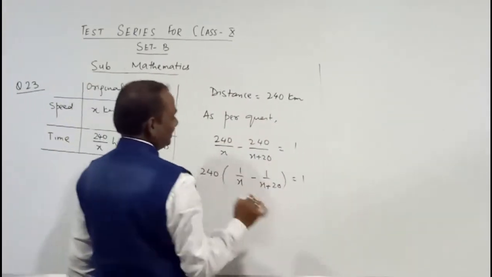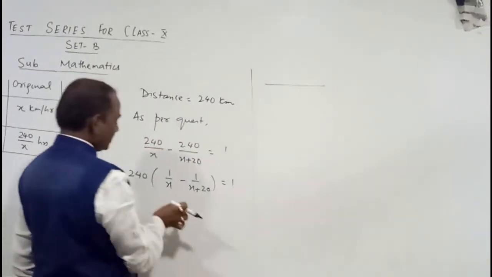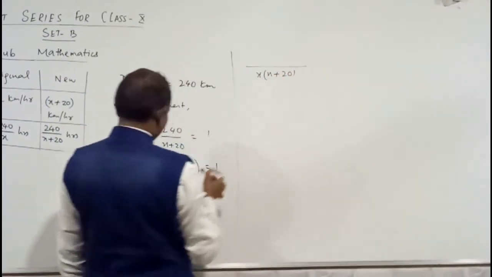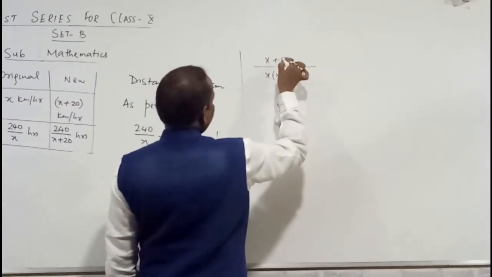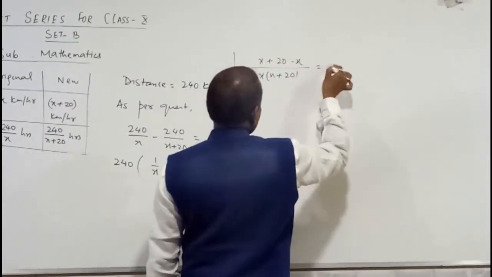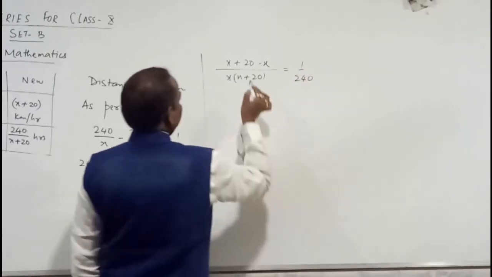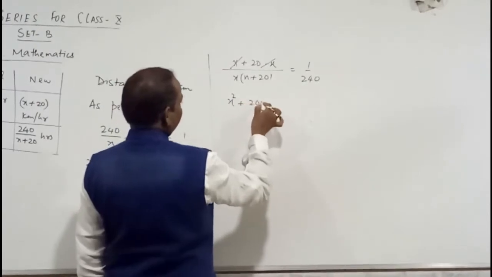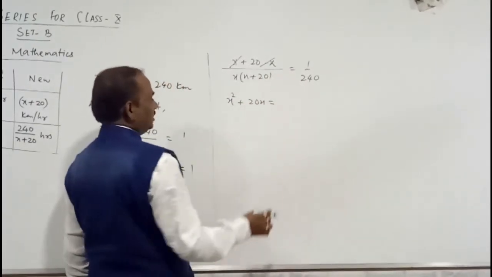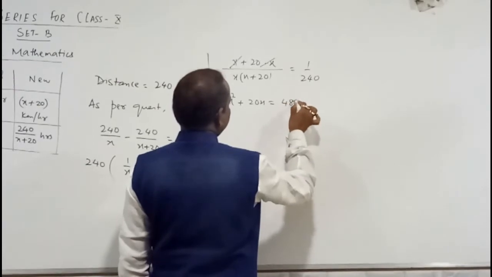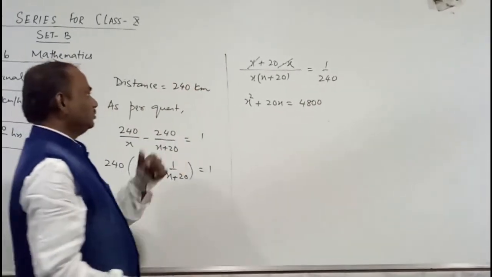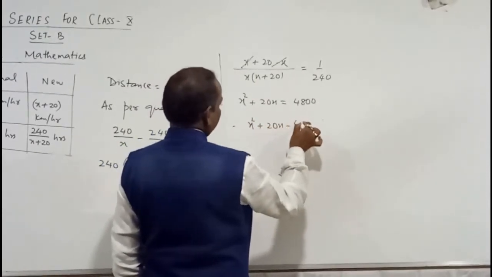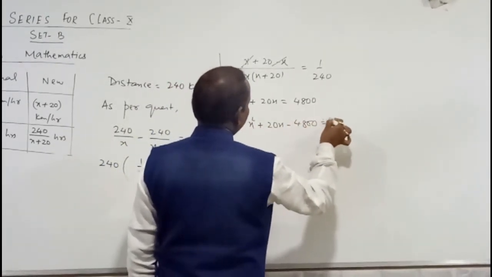ये 240 को हम वहां लेके चले जाते हैं, तो यहाँ एलसीएम हो जाएगा x इंटू x प्लस 20 और ऊपर आएगा x प्लस 20 माइनस x इज इक्वल टू 1 अपॉन 240. नाउ दिस x गेट्स कैंसिल, क्रॉस मल्टीप्लाई कीजिए तो x स्क्वायर प्लस 20x इज इक्वल टू 20 इंटू 240 मल्टीप्लाई करेंगे तो हो जाएगा 4800. So you transpose it to one side, you get x square plus 20x minus 4800 is equal to 0.